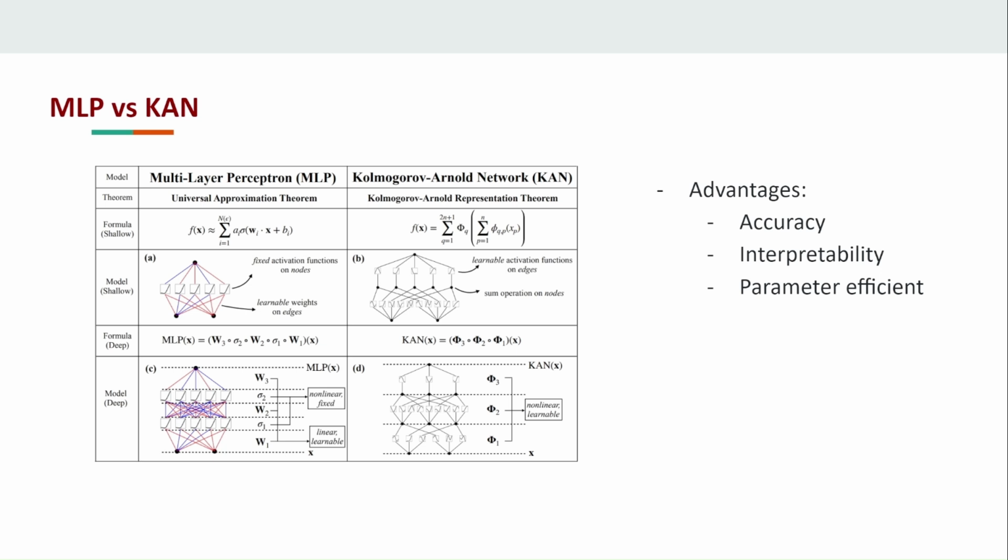And we have a fixed nonlinearity in MLPs, whereas a learnable nonlinearity in KANs. And the only multivariate function is the sum of these activations at the nodes. Some advantages of KANs are the higher accuracy with fewer parameters.